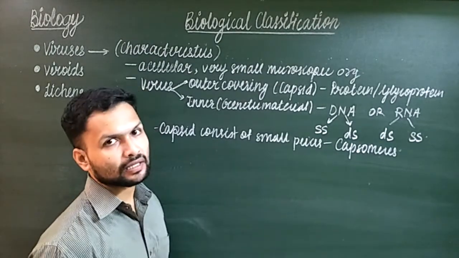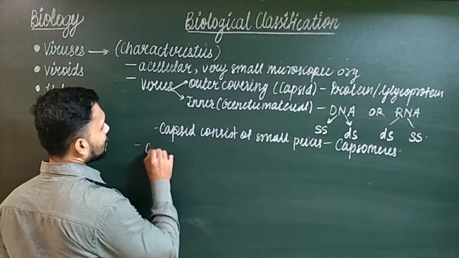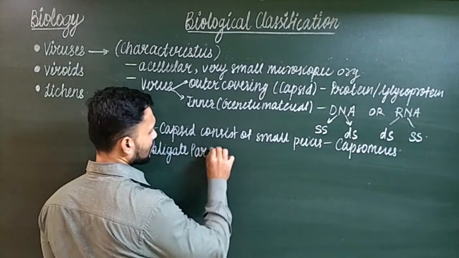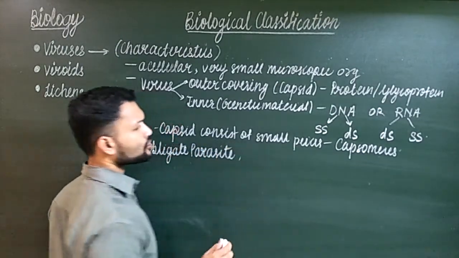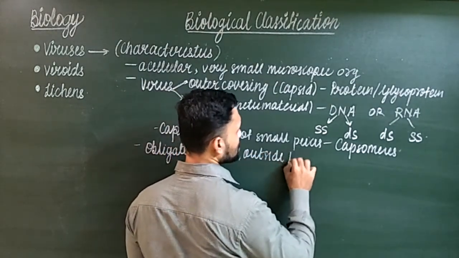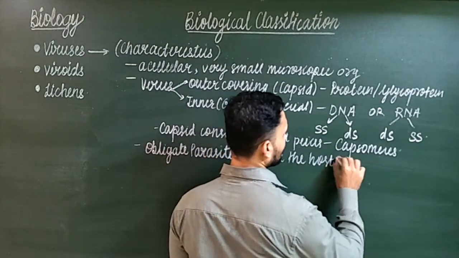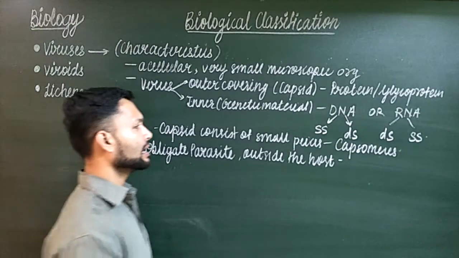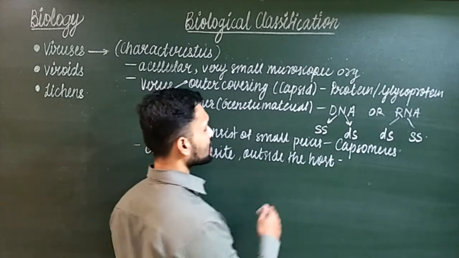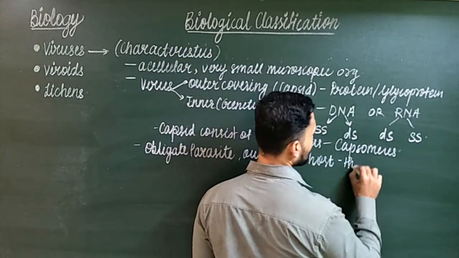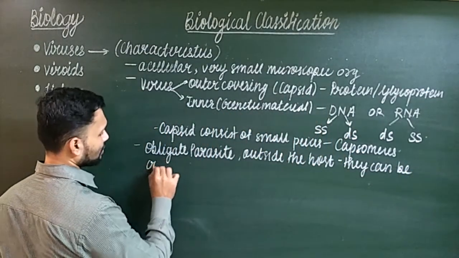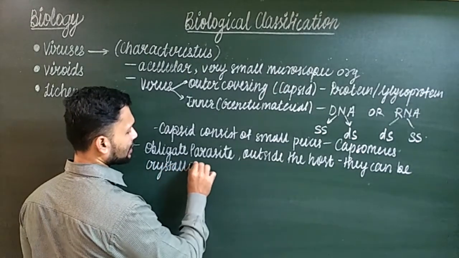Next, now how do they act? As said earlier, these are obligate parasites, and they are considered to be at the threshold of living and non-living. Why? Because outside the host they are as good as non-living things. When they are outside the host, they can be crystallized, stored for a long time in that sense.